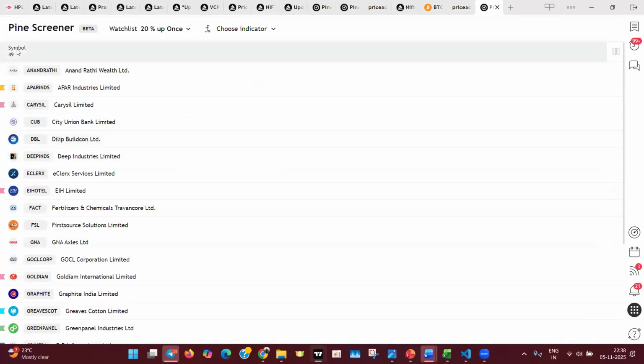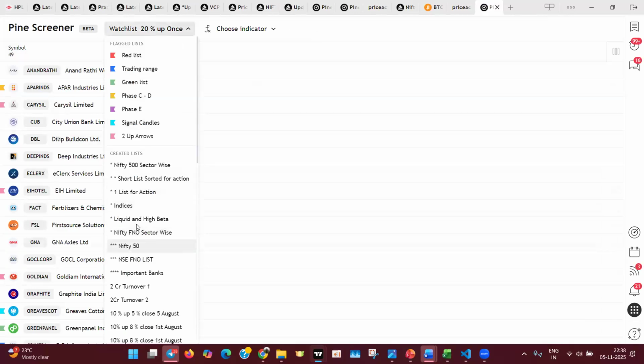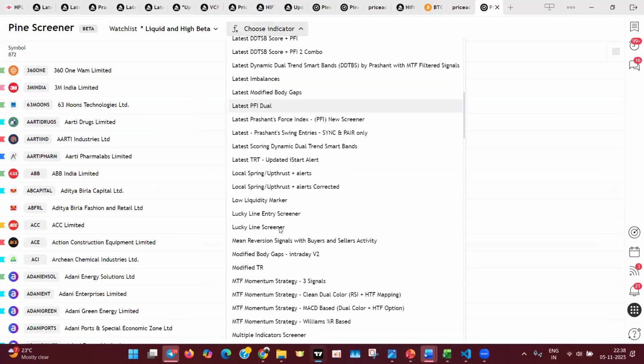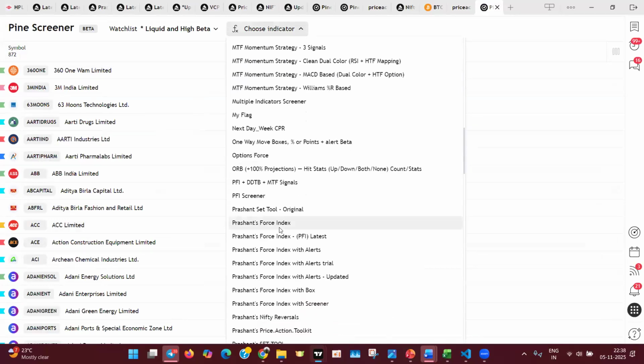And when you click on Pine, the first thing you have to do is check the watch list which you want to screen. Liquid high beta stocks are the stocks which I want to check. There are 800 stocks. We'll go to indicator and one way move. So, one way move boxes.